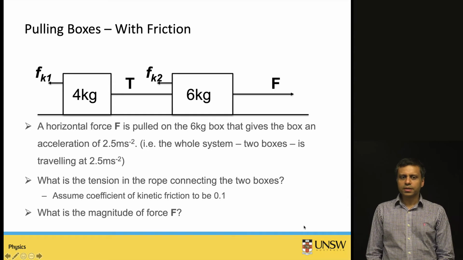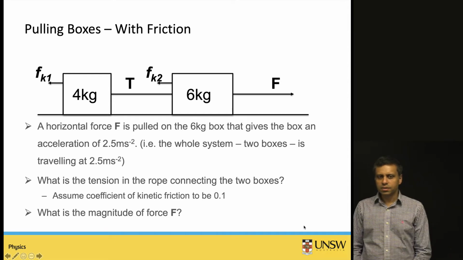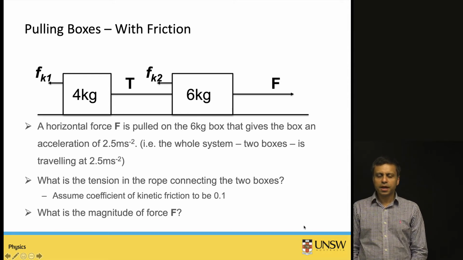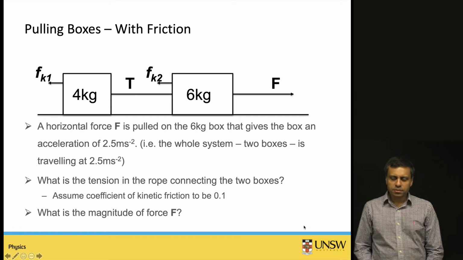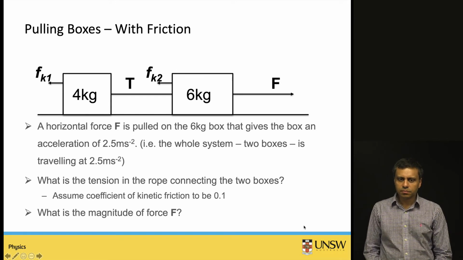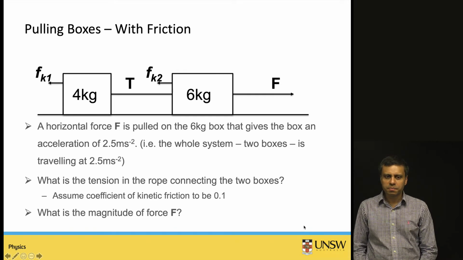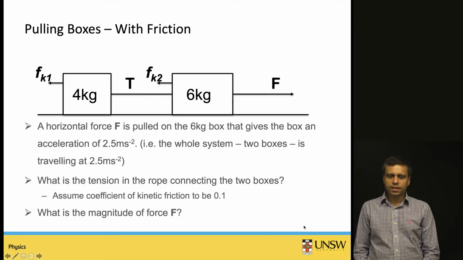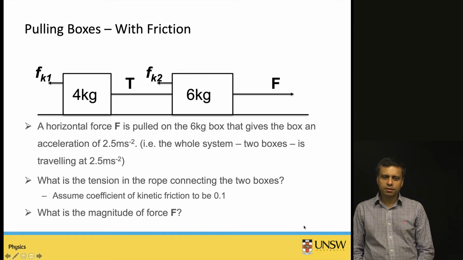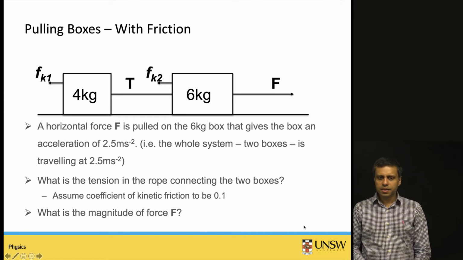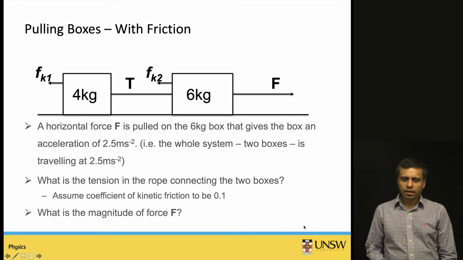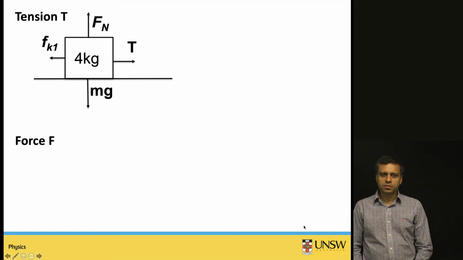Now, let's look at another problem, slightly more complicated, because now we will consider kinetic friction acting on these two objects. So again, we are told that the two masses both are accelerating at 2.5 meters per second squared. The problem asks us to find the tension in the rope connecting the two boxes. We can assume the coefficient of kinetic friction to be 0.1. The best thing to do is to draw the free body diagram again, taking into account all the forces acting on the 4 kg mass. And this is what the free body diagram looks like.